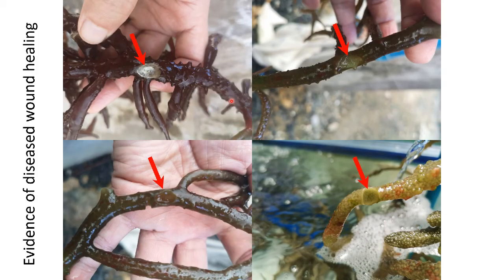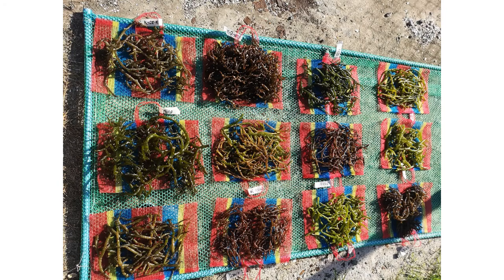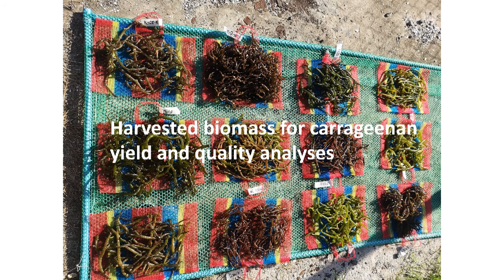And here we observe evidence of wound healing in diseased plants. So you could see here, this is a thin film of milky white mucilage. And then as they grow further, you could observe the healing of the wound here. Okay, so this is basically a scar of the previously diseased tissue. And we are also separately drying biomass from different siblings or from different cultivars, and they will be analyzed for carrageenan yield and quality.